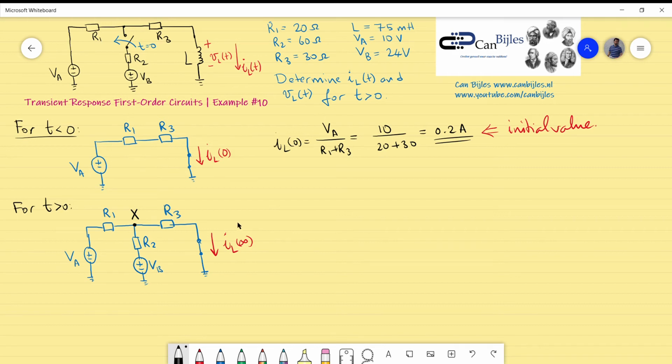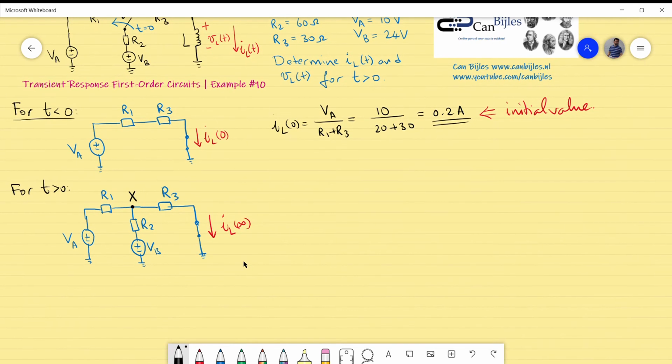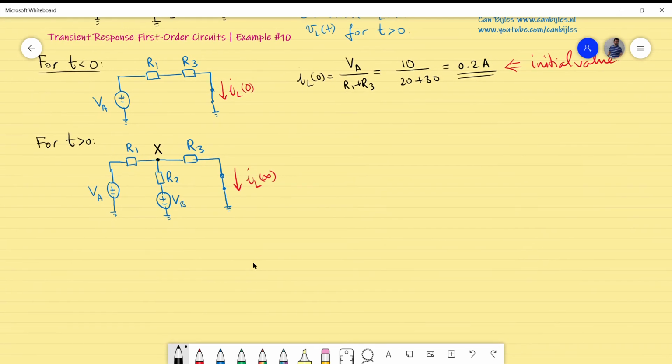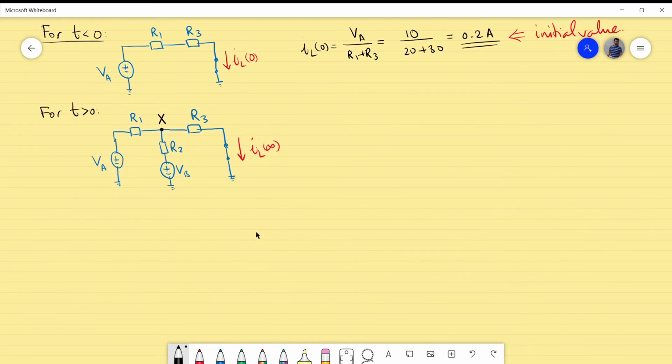There are a number of different ways to determine the final value of the inductor current. What I will do is use source transformation in this part. This is a Thevenin equivalent circuit configuration, and I will transform it into a Norton. I will also transform this other Thevenin configuration into a Norton. So I will have a current source in parallel with a resistor, which is R1, and also a current source in parallel with a resistor, in this case R2. This is the source transformation known from the Thevenin and Norton transformations.